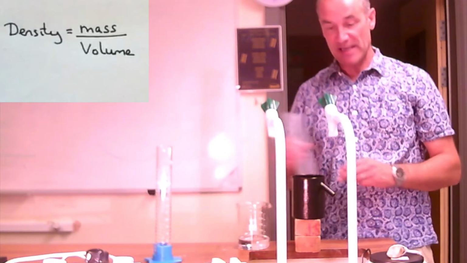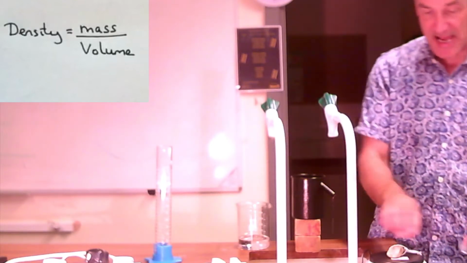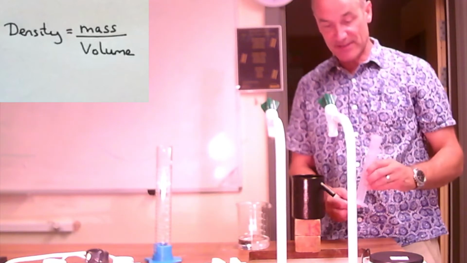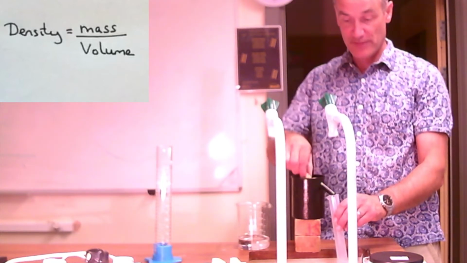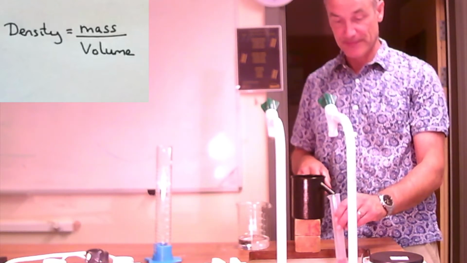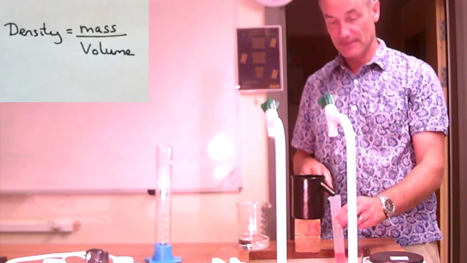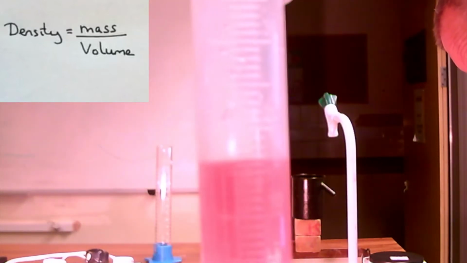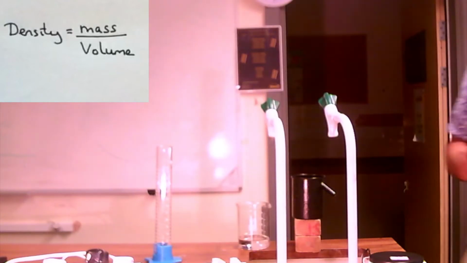Then what we do is we lower our mass in that we want to measure the volume of our stone. And what will happen is it will displace the water in there, and any water is collected in here, and the volume of water in here will be the volume of the stone. So that is your volume of the stone, which I make 16 millilitres or 16 centimetres cubed.